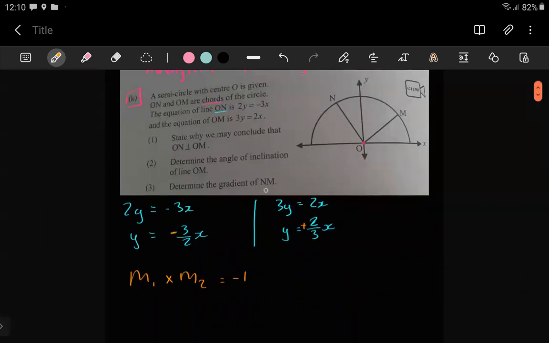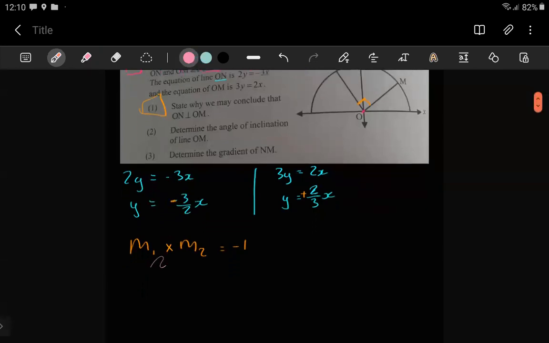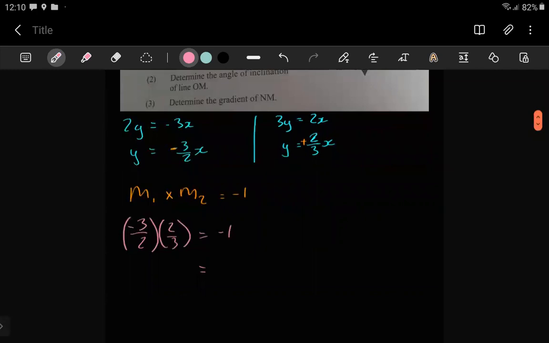But before we dive into the questions, the first one, it's not a coincidence. It says, state why we may conclude that these are perpendicular. You can already see why, because of the two gradients. The gradient of one line multiplied by the gradient of the other line: if you put that in the equation, the left side is equal to the right-hand side. Therefore, OM is perpendicular to ON.